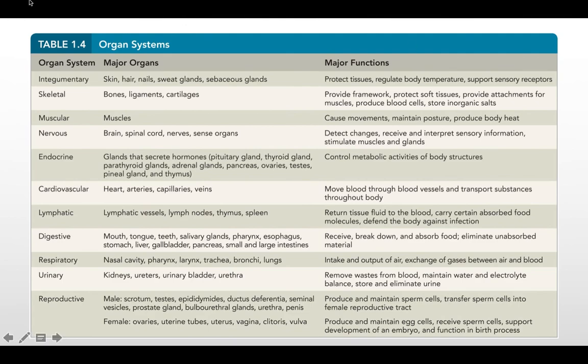In your textbook, Table 1.4 has a more specific list of all the major organs that are included in each body system and perhaps a little bit longer definition of what the major functions are if you're curious. But otherwise, that concludes Intro.2, Body Cavities and Body Systems.